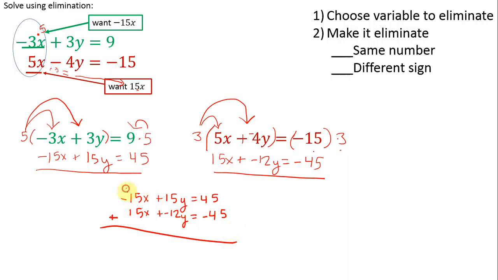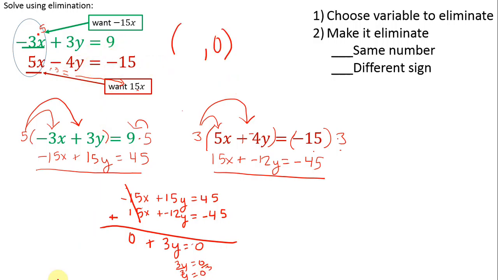My x is negative 15x, and 15x will cancel as I planned. 15y and negative 12y will get me positive 3y, and this will equal 0. 3y equals 0, y equals 0, because 0 divided by 3 gets me 0.